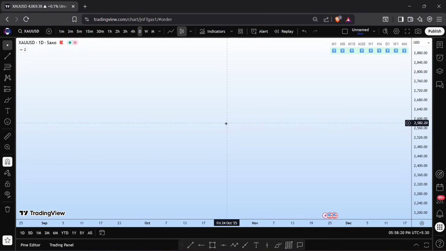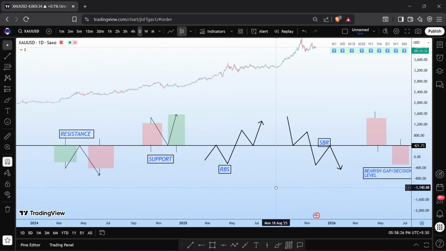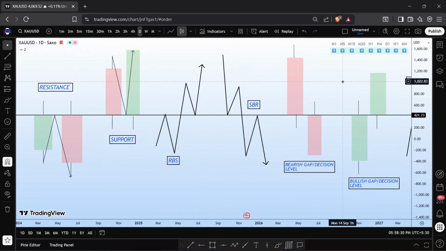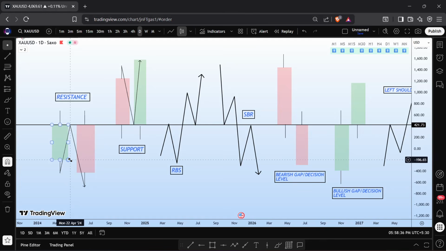So to move ahead, we have five types of SNRs that we will be using. For someone who is new to SNR, I can explain the five types. The first is resistance. We will be using the closing as our key level marking. So this is our resistance that we could mark. This is support. This is RBS. When a resistance breaks, that's a flip level, so we will call it resistance becoming support. And vice versa, when the support gets broken with a candle close, we will use this level as an SBR level, which is support becoming resistance.